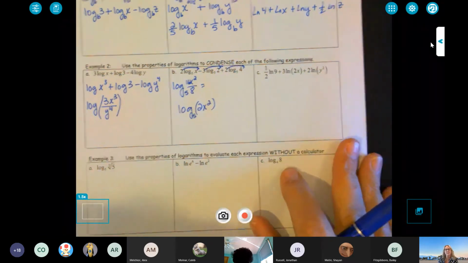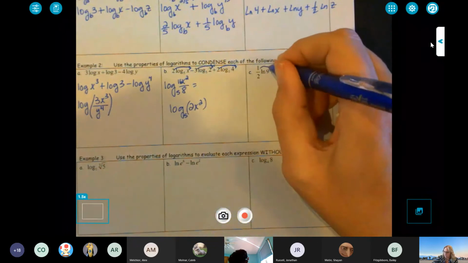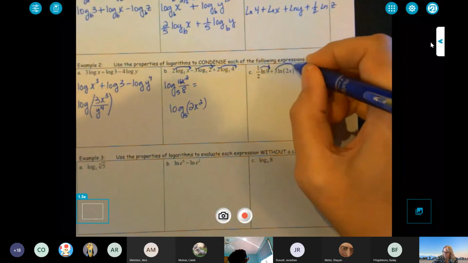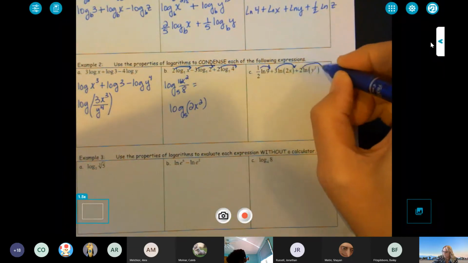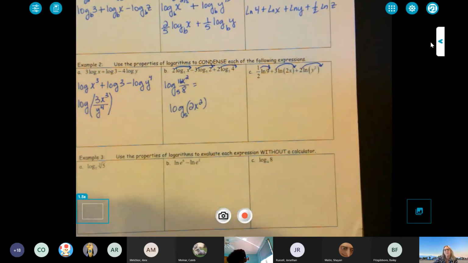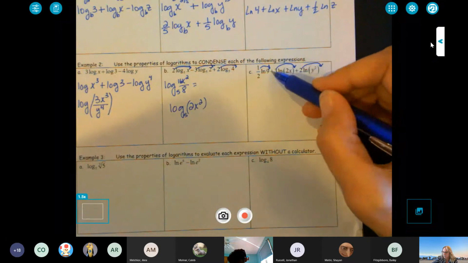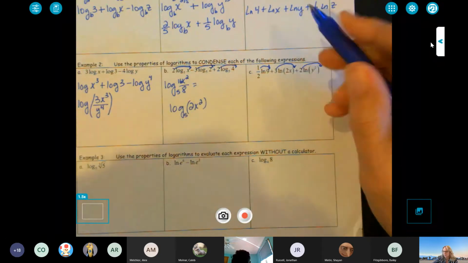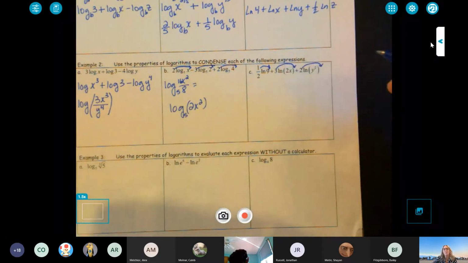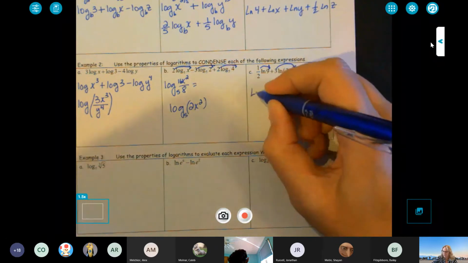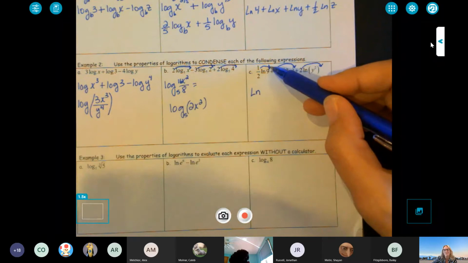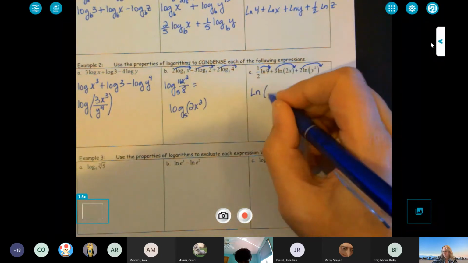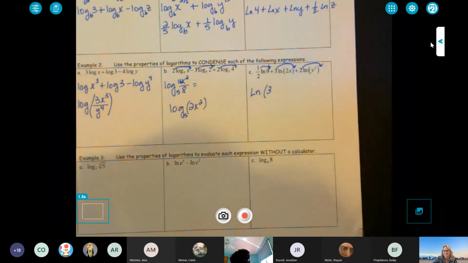Okay, and then the last one, 1/2 goes to the 9, 3 goes to the quantity of 2x, and 2 goes to the quantity of y squared. So this is a sum of logs. So that's the log of their product. So the natural log of the product, the argument here is 9 to the 1/2. That's 3. 9 to the 1/2 is 3.